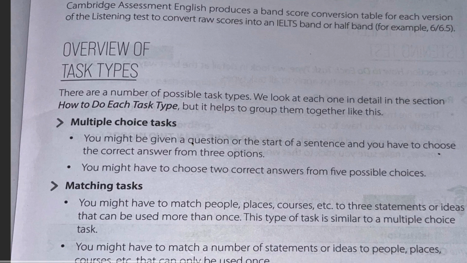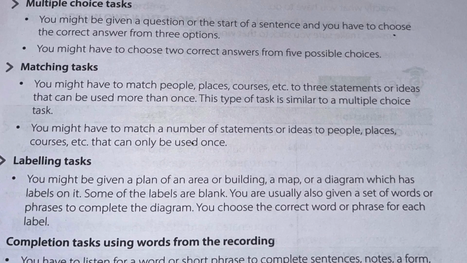Then we have the matching tasks. So, what exactly is a matching task? You might have to match people, places, scores, etc. to statements or ideas that can be used more than once. This type of task is similar to a multiple choice task, wherein you have to match a paragraph with a title and so on. You have to match a number of statements or ideas to people, places, courses that can be used once.